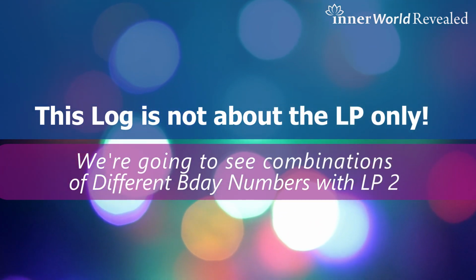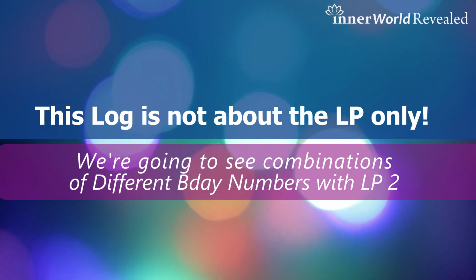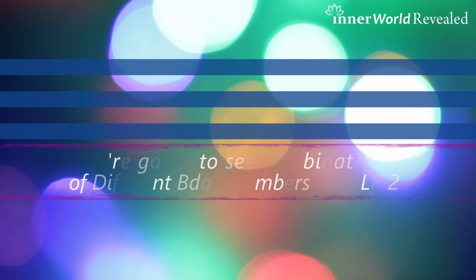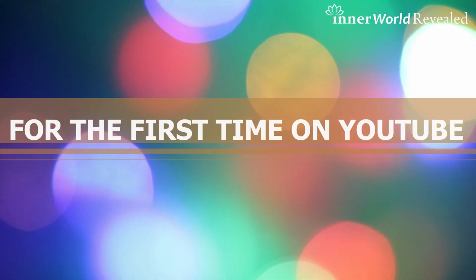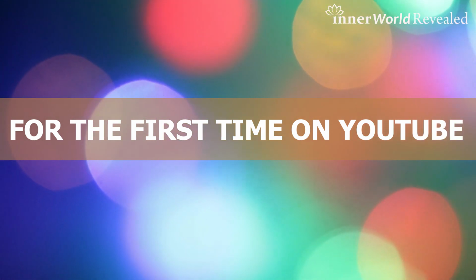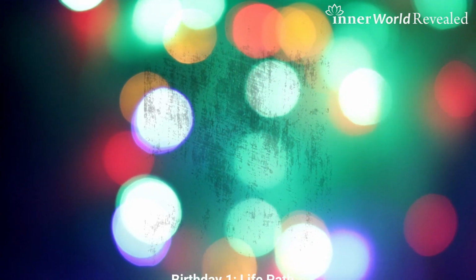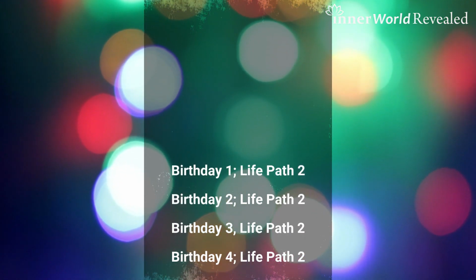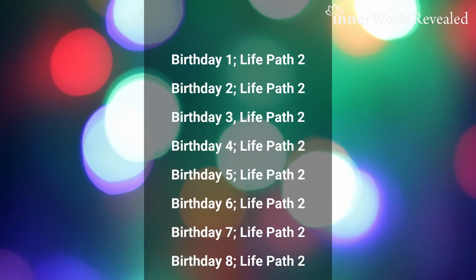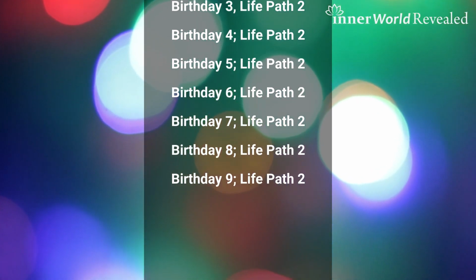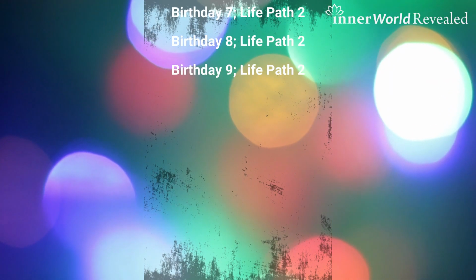Now, as this log is not about the life path number only, we are also going to see the combinations of different birthday numbers with the life path number 2. And this is the first time that something like this has been done on YouTube. You're going to find all the different combinations of different birthday numbers with a particular life path number now. So that makes this log very, very special.